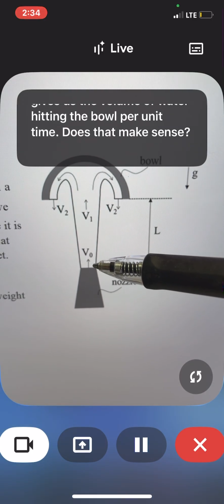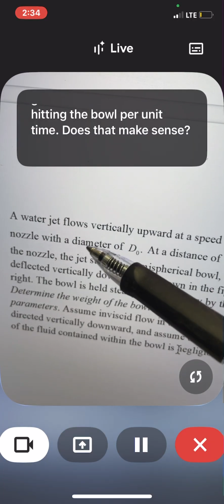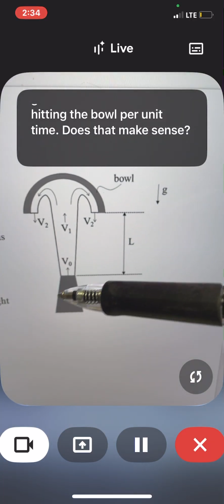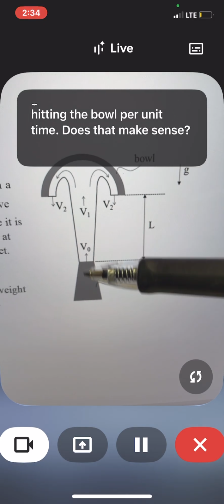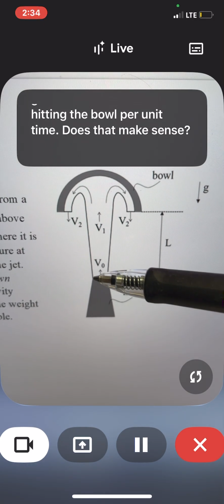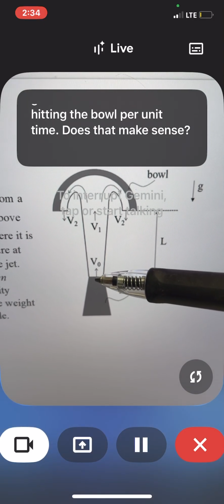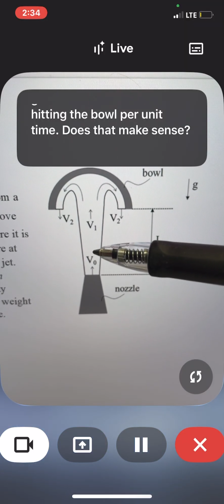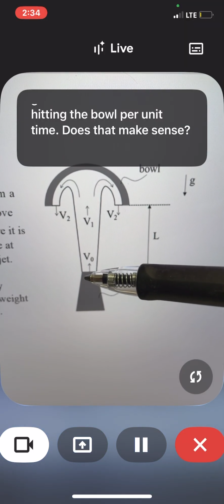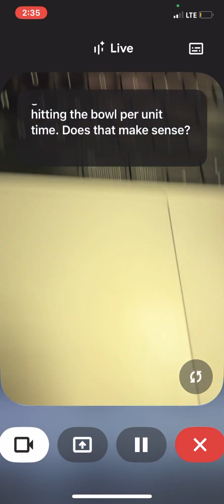Does that make sense? That's right, yeah, because I forgot about this part, the nozzle's diameter d. So the velocity of water passing through this surface area, this circle, will be what exactly? Will be the rate of flow.